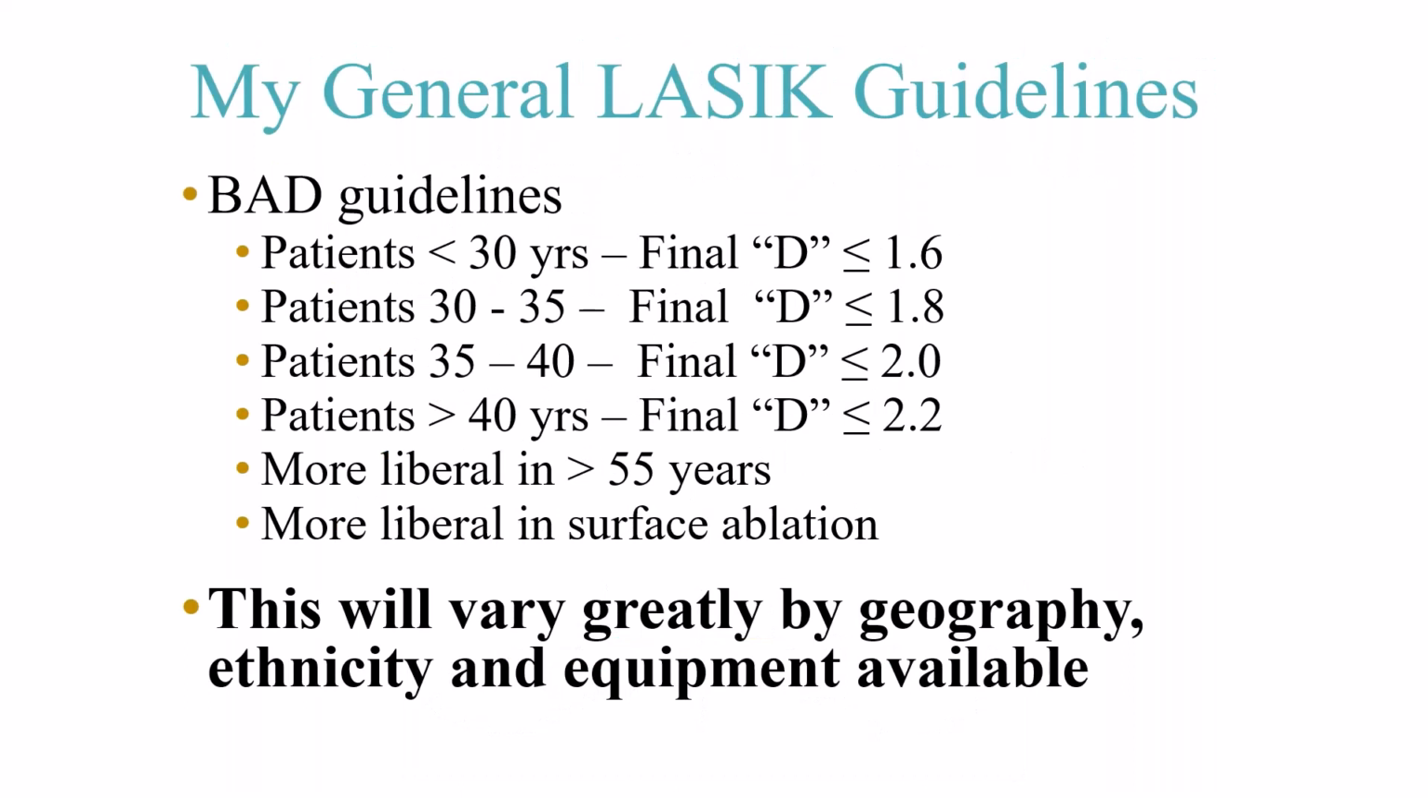Now, this is the part I hate to show, but people always ask for it. These are my general guidelines for LASIK. For patients less than 30, I want a final D less than or equal to 1.6. Between 30 and 35, I can go up to 1.8, 35 to 40, maybe 2, and over 40, 2.2. I'm more liberal in patients over 55 years, and obviously more liberal with surface ablation. Realize this will vary greatly by geography, ethnicity, and the equipment.